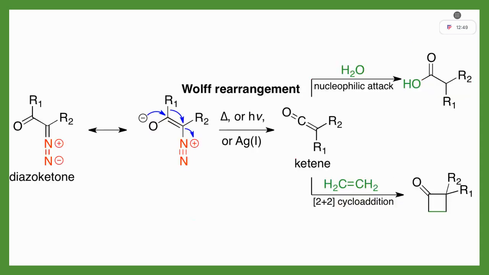Or in another way, you can take help of this. Just draw the resonating form of this diazoketone. Whenever the oxygen lone pair comes back, one of the substituents attached to the carbon left of oxygen will migrate onto the leaving group carbon. Okay, and it will lead to formation of ketene.